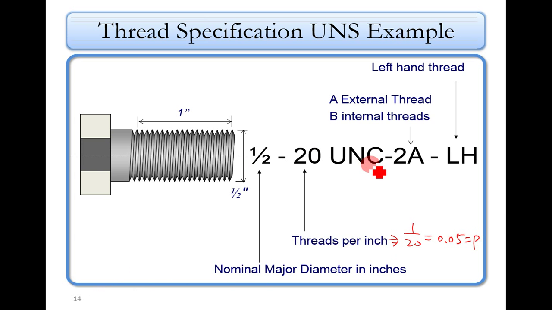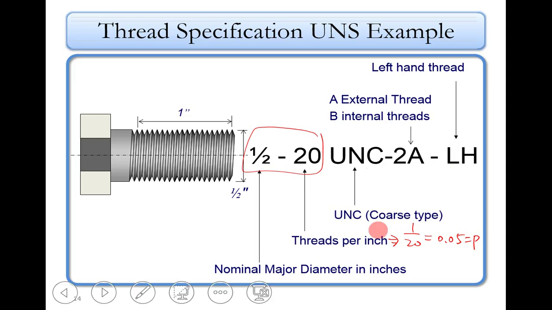And UNC is the coarse series. The A here represents whether it's an external thread or internal thread. And the last one, LH, whether it's left-handed or right-handed. Mostly what you need to read is this part here, right? So if you look at your table 8-1, can you find the row under UNC with a major diameter 0.5? Let me make sure I have the right number. Table 8-2, yeah. Under the coarse series, the major diameter is 0.5.